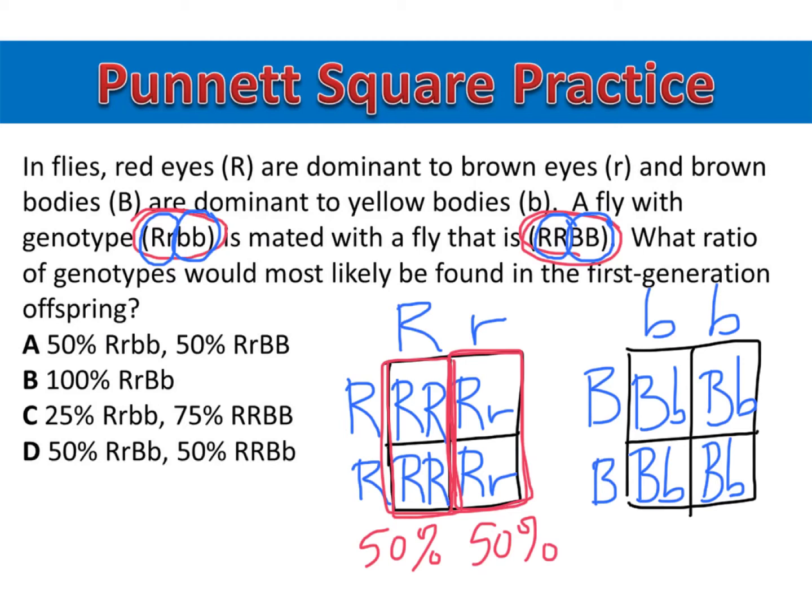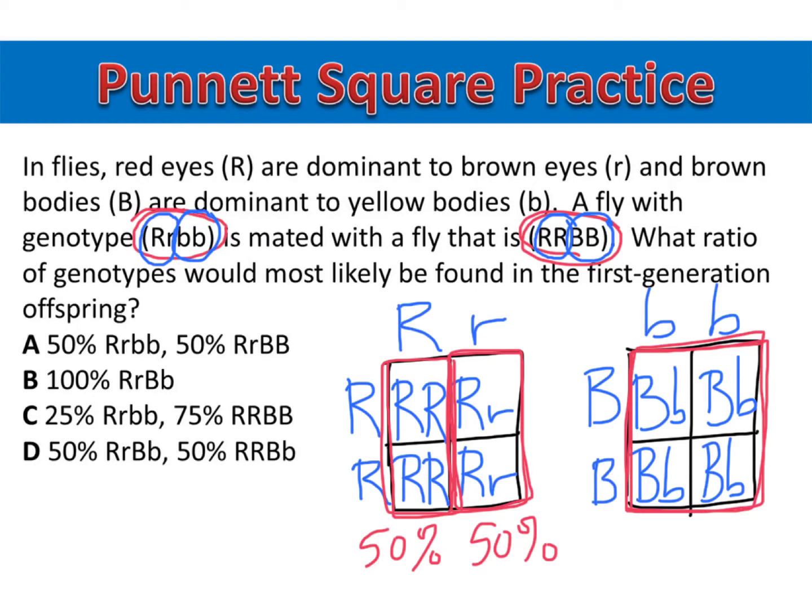That's the only difference in the offspring because all of them are going to be heterozygous for body color, because that's the only genotype we have in that second Punnett square. So when I'm looking at my answer choices, I should see 50% that are homozygous dominant for eye color, big R, and 50% that are heterozygous for eye color, big R, little r, and big B, little b should be the only genotype I see for body color because that's the only genotype that's in that Punnett square.